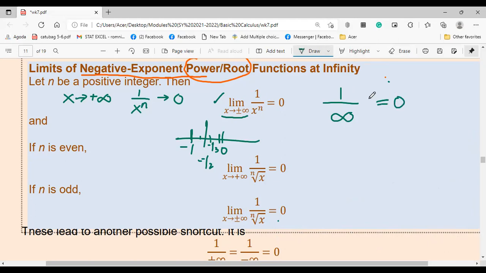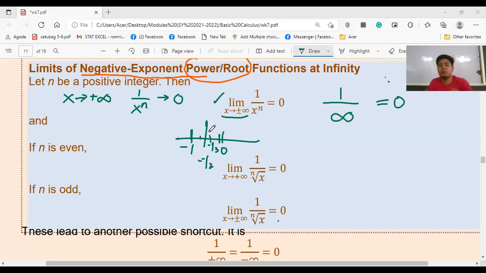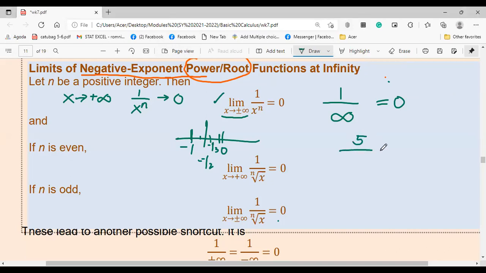We actually understand this rule this way. 1 being constant over an infinity that is, well, definitely infinity, be it negative or positive, that goes to 0. But again and again, we don't treat this as an actual equation. What we want to show is what value the function gets closer and closer to. It gets closer and closer to 0. Yun ang sinasabi. Okay? Now, what if you have 5/infinity? -6/infinity? Anong ibig sabihin nila?